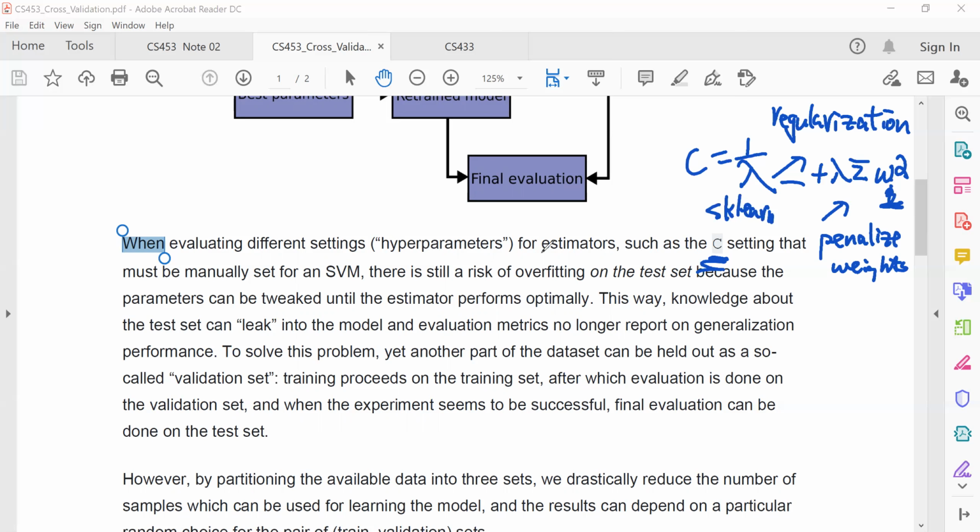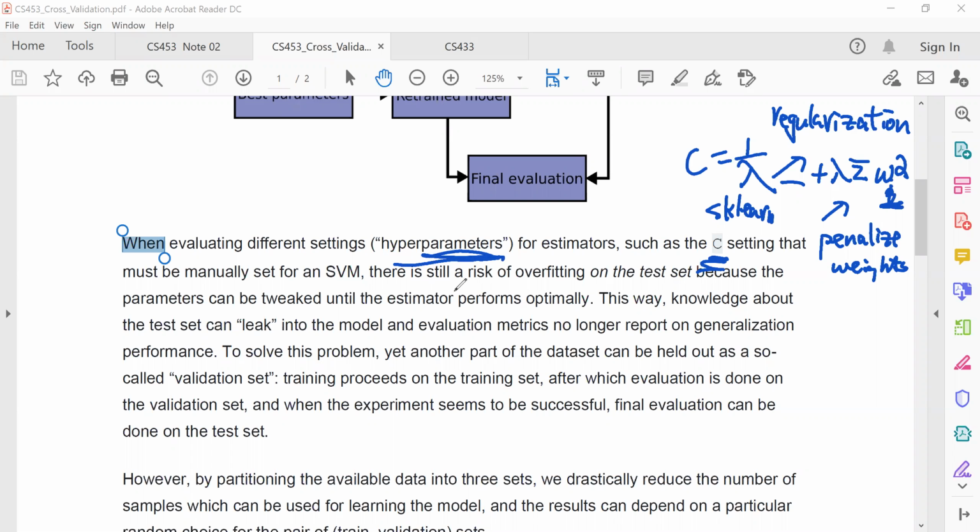For that C, what do we call it? Hyperparameters in machine learning. Okay, hyperparameters. So when you read an article and you see those kinds of words, you know what they mean.